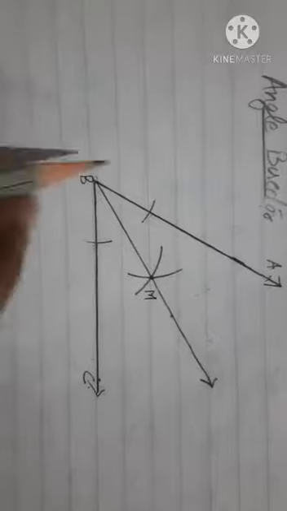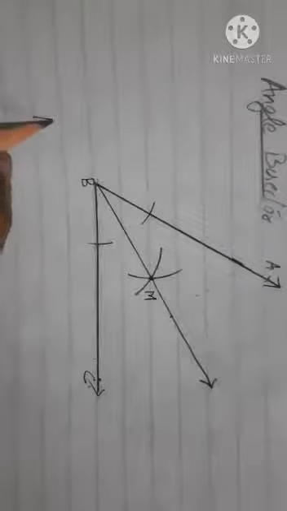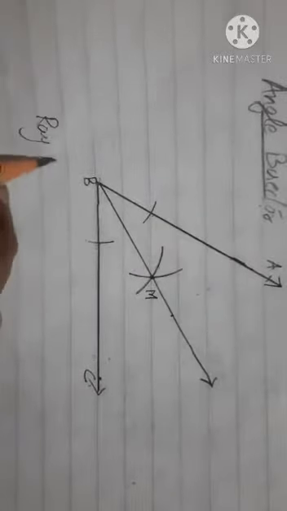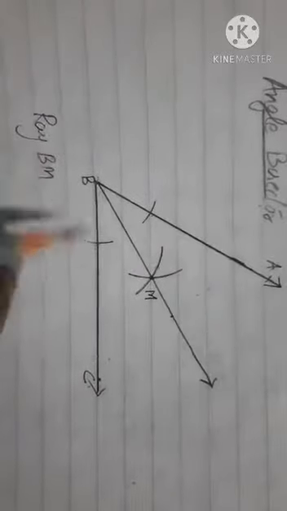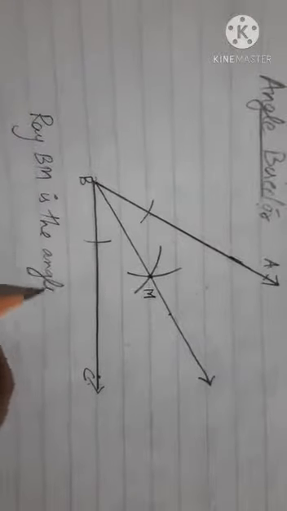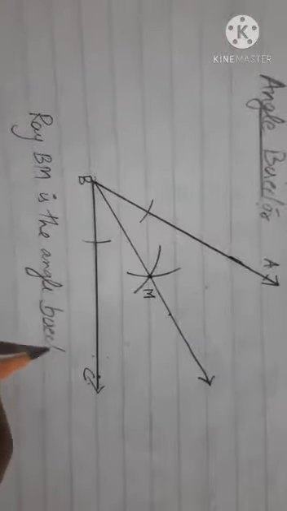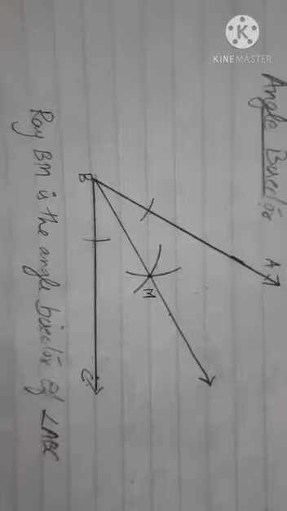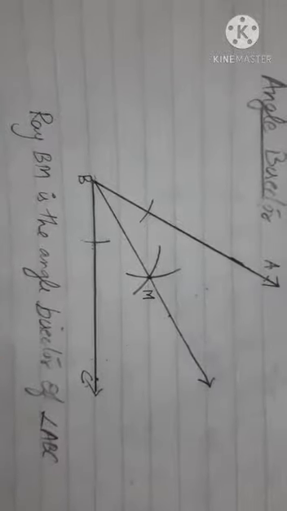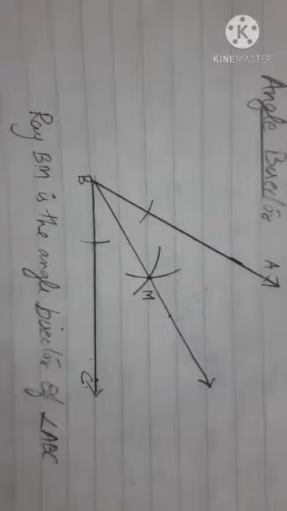You have to label what you have drawn and then write it down. Ray BM is the angle bisector of angle ABC. Like this you can write it down, and here we have our angle bisector. Hope you have understood it.